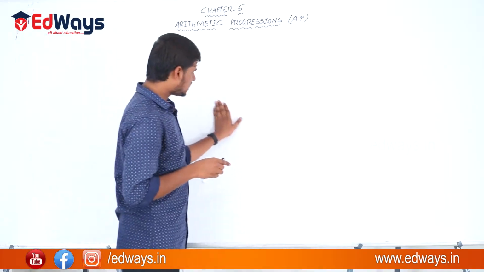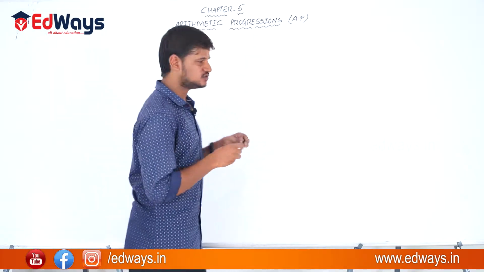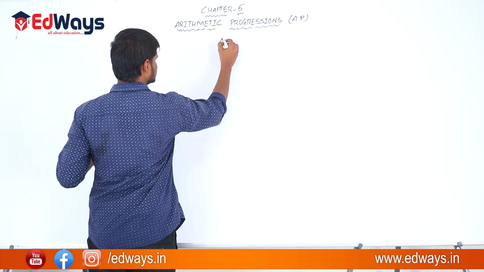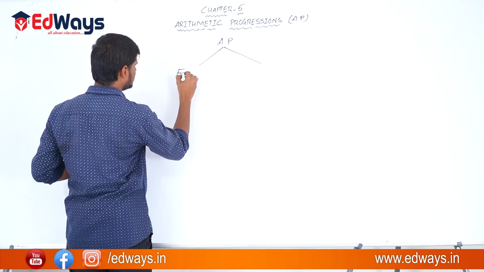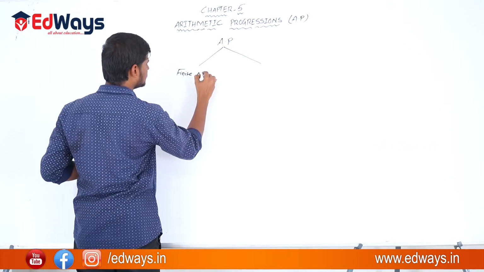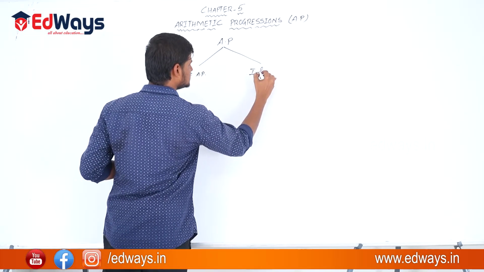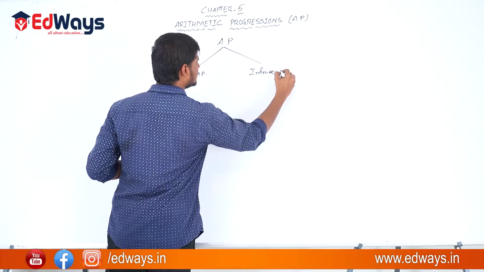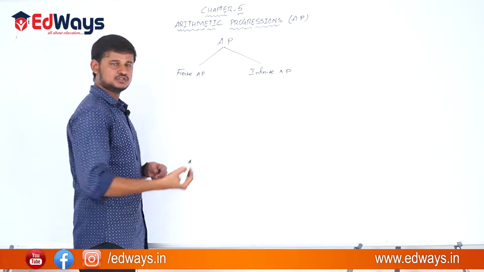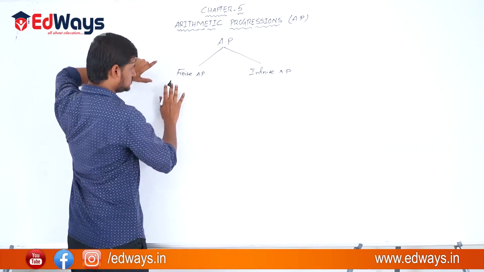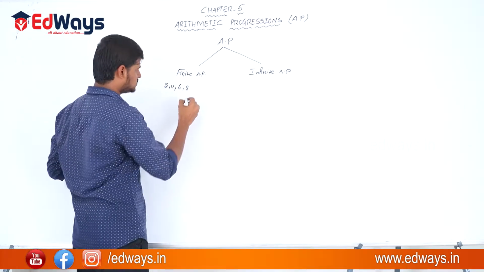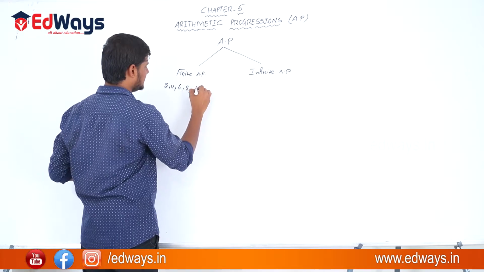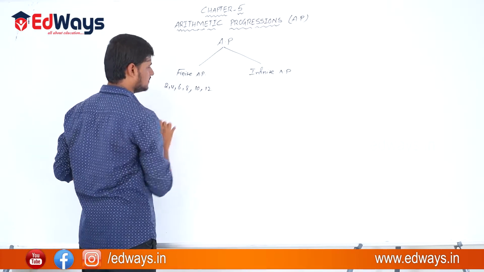Now there are two types of APs. In arithmetic progressions, we have two types: one is finite AP and another one is infinite AP. So what does it mean by finite AP and what does it mean by infinite AP? Let me consider an example. Take a list of even numbers: 2, 4, 6, 8, 10 and 12.